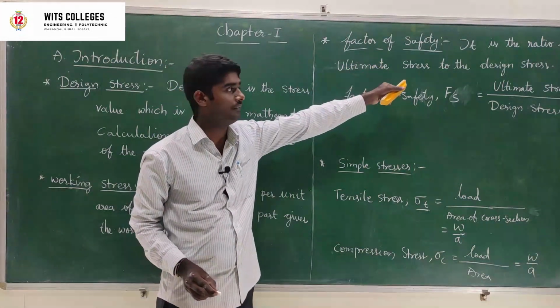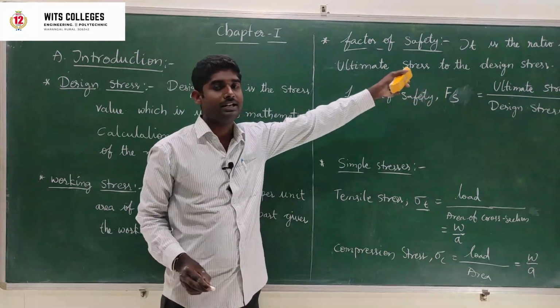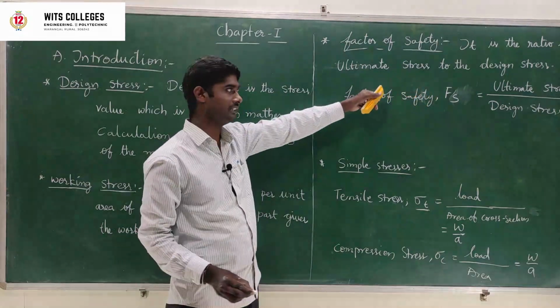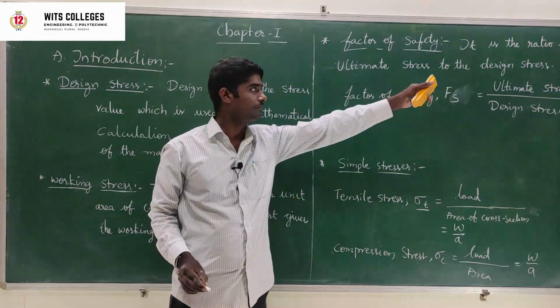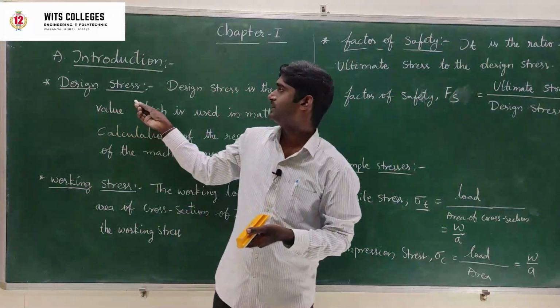And factor of safety. What is factor of safety? Factor of safety is the ratio of the ultimate stress to the design stress. Factor of safety is equal to ultimate stress by design stress. Okay, next, design stress.